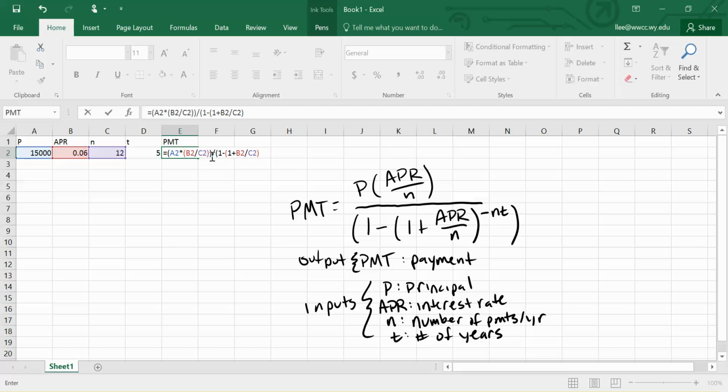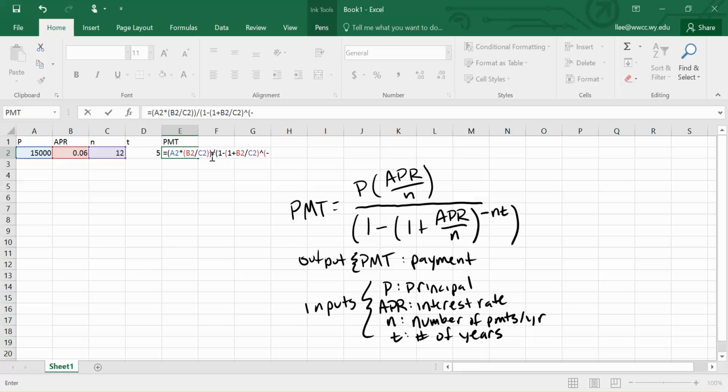Now, this set of parentheses is raised to the negative nt power. To make an exponent, it's shift 6, which is the caret sign. Now, it's n multiplied by t. I need to make sure that is also in parentheses. Otherwise, we're just going to do it to the negative n power. That's not what we want.